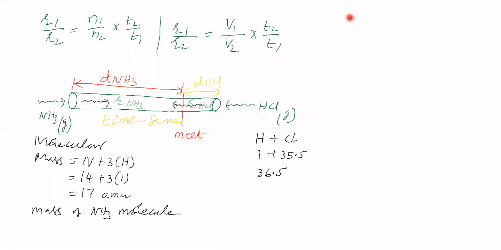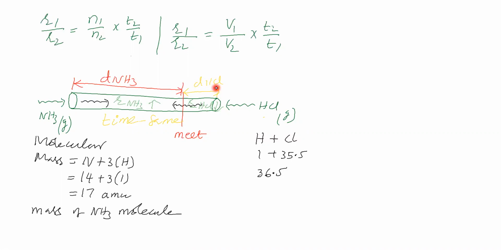Then shall we say that the rate of diffusion of ammonia is high and the rate of diffusion of HCl is low, therefore ammonia traveled a larger distance and HCl traveled less distance? The rate of diffusion of ammonia is more, therefore it has traveled more distance. The rate of diffusion of HCl is less, therefore it has traveled less distance.